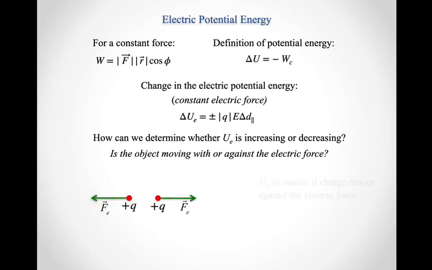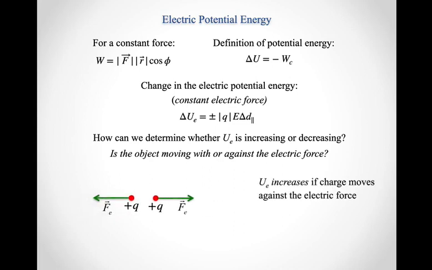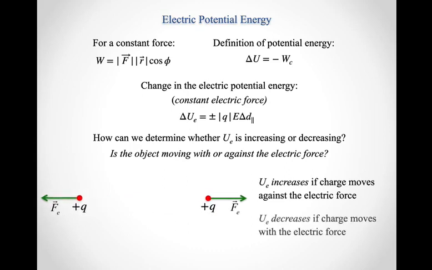If I force those charges to come together, I'm clearly moving them against the electric force, and therefore the electric potential energy will increase. On the other hand, if I let them move away from each other, now they're moving with the electric force, and the electric potential energy decreases.